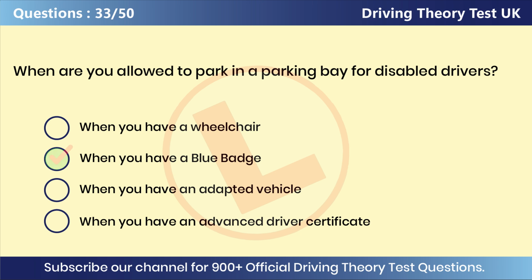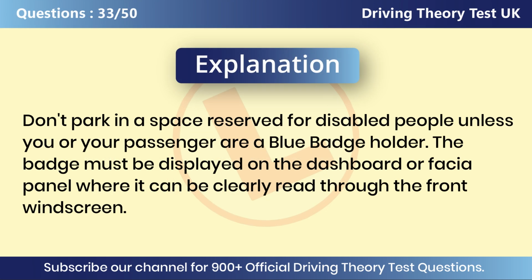B. When you have a blue badge. Don't park in a space reserved for disabled people unless you or your passenger are a blue badge holder. The badge must be displayed on the dashboard or fascia panel where it can be clearly read through the front windscreen.